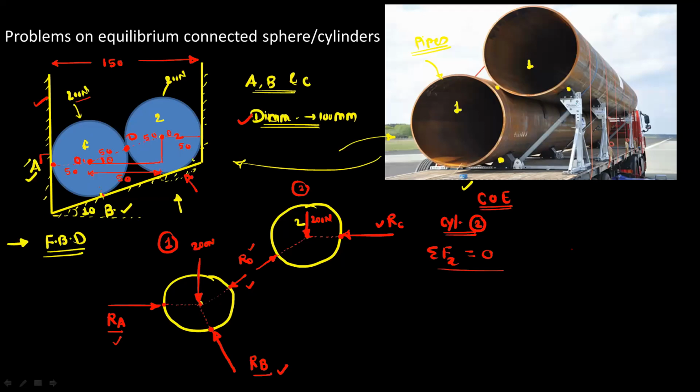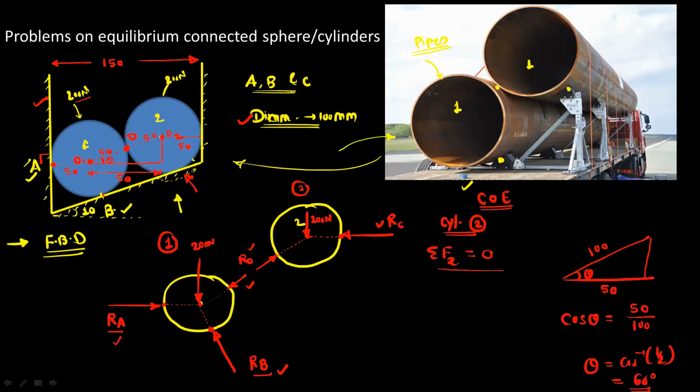So we will get the triangle like this. This is 100 and this is 50. From this, we use cos theta, where this is theta. So cos theta is equal to adjacent 50 divided by hypotenuse 100. So theta is equal to cos inverse of 1 by 2, and that is equal to 60 degrees. So the angle of reaction Rd is 60 degrees.